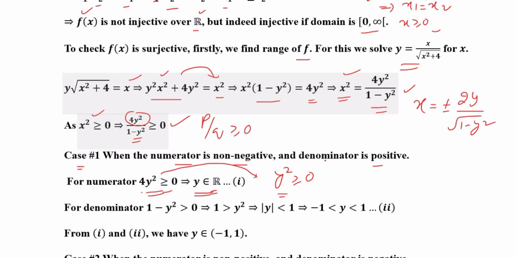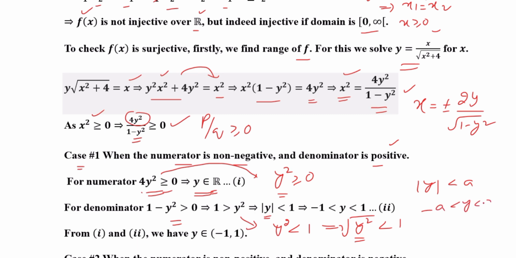In this case, when the denominator is positive, what is the denominator? Denominator is 1 minus y square. When 1 minus y square is greater than 0, this implies 1 is greater than y square, or you can write y square less than 1. By taking square root on both sides, we have square root of y square less than 1. As you can write, square root of y square is equal to absolute y. This implies absolute y is less than 1. Lastly, you can use the inequality absolute y less than a, where a is a positive real number, which can be written as minus a less than y less than plus a. So from here you can write this inequality.